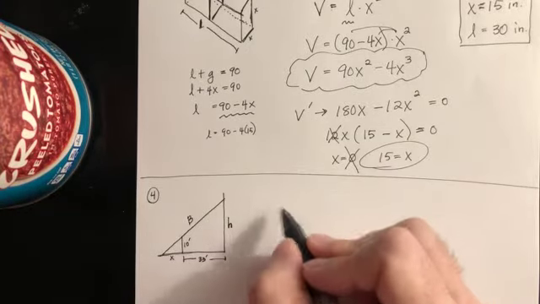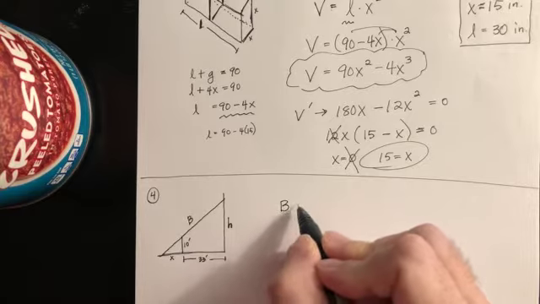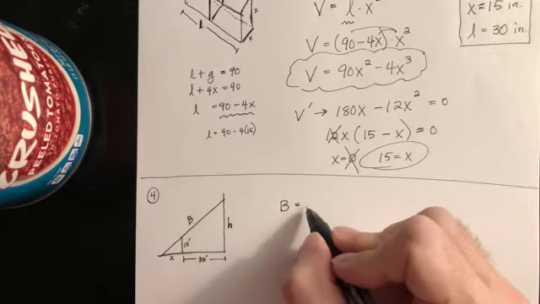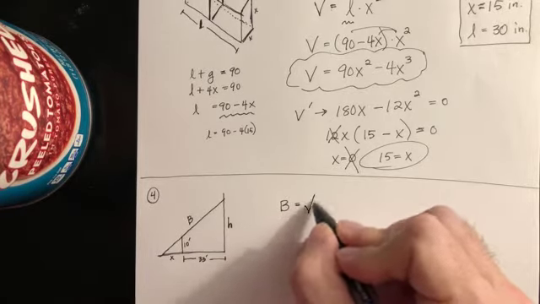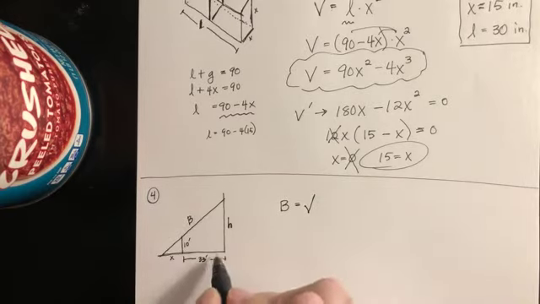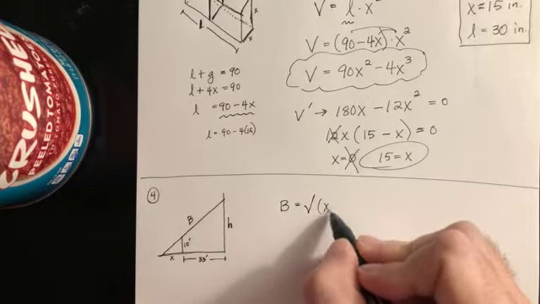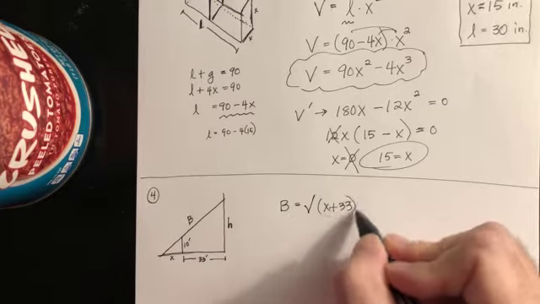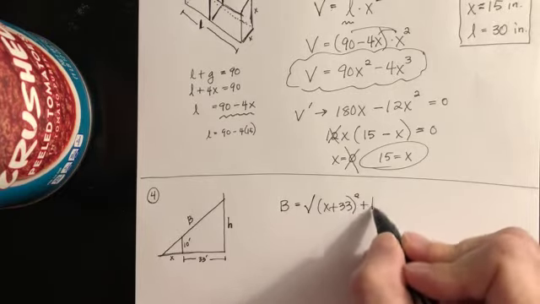All right, so they want to minimize the beam, and that's going to be the square root of this side squared plus this side squared. So x plus 33 squared plus h squared.